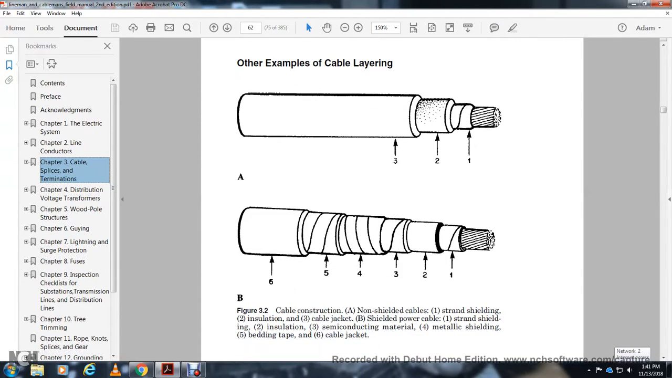Another example of the cable layering, layers 6, 5, 4, 3, 2, 1. In the cable construction of the non-shielded cable shown in the figure, A is the stranded conductor, 2 is insulation, 3 is the cable jacket. Then B has the stranded conductor, shielding, insulation, semiconductor material, metallic shielding, binding tape, and cable jacket.